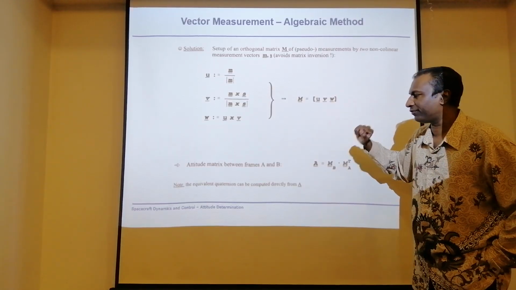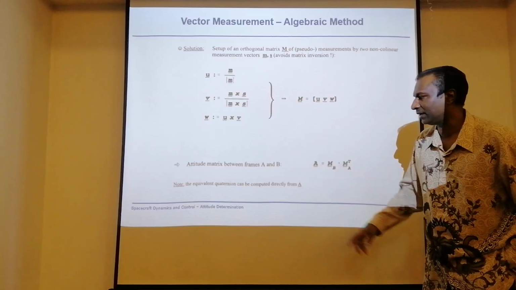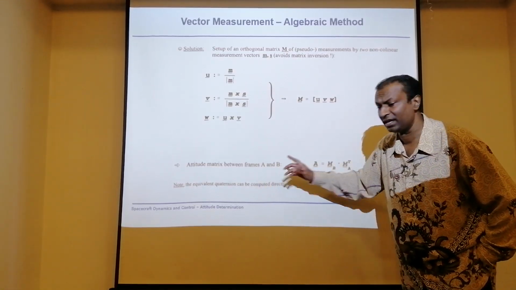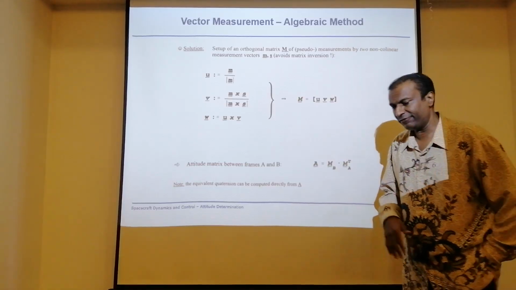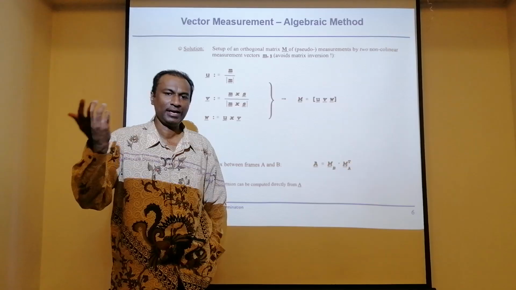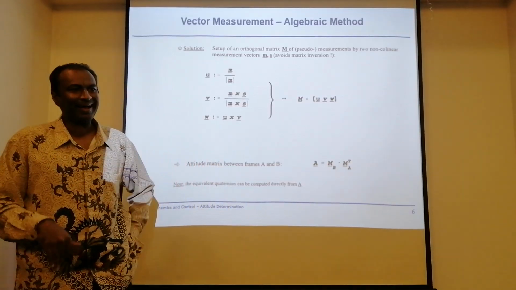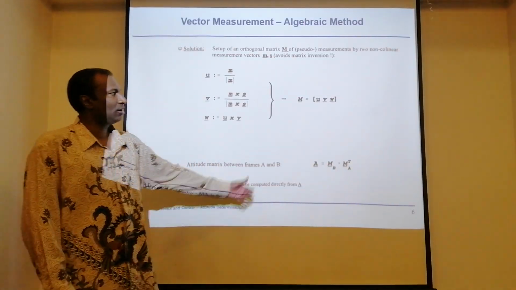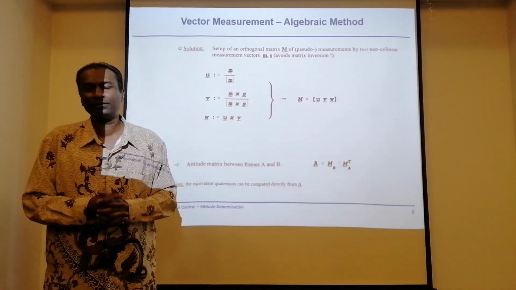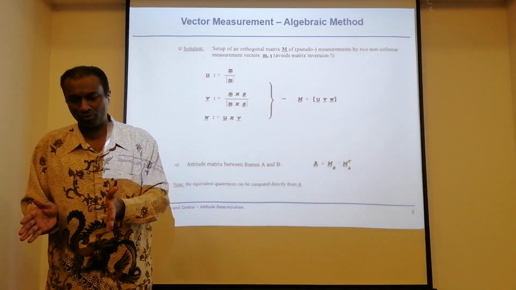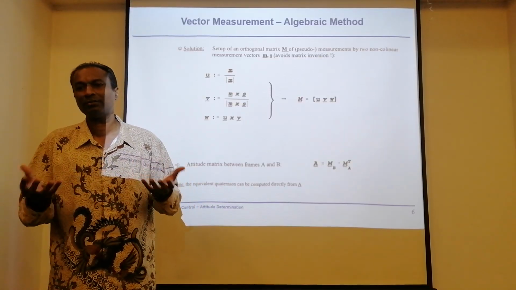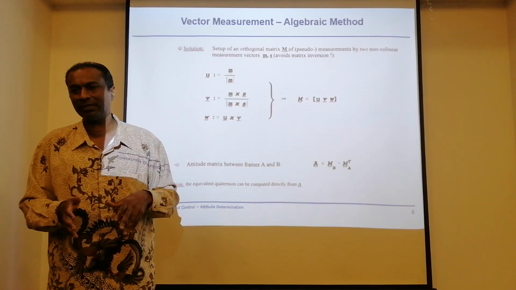Now, when you want to find the attitude matrix between frame A and B, again, the same thing. Frame A is local vertical, local horizontal. Frame B is body coordinate. How to do that when you already have a matrix? How to rotate from one frame to another frame? We can simply use the rotation matrix, just like in kinematics that we have learned.